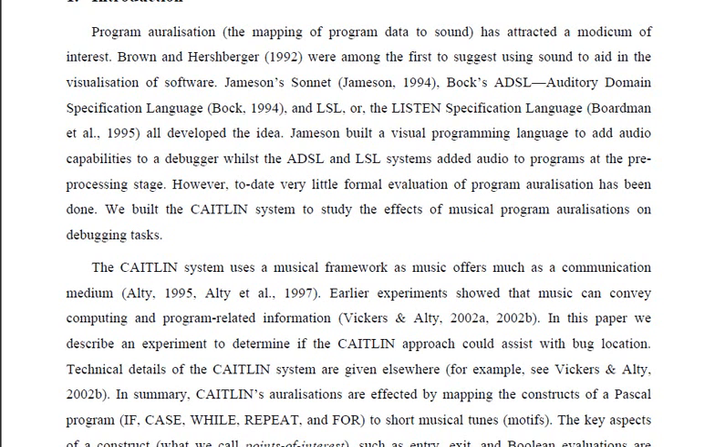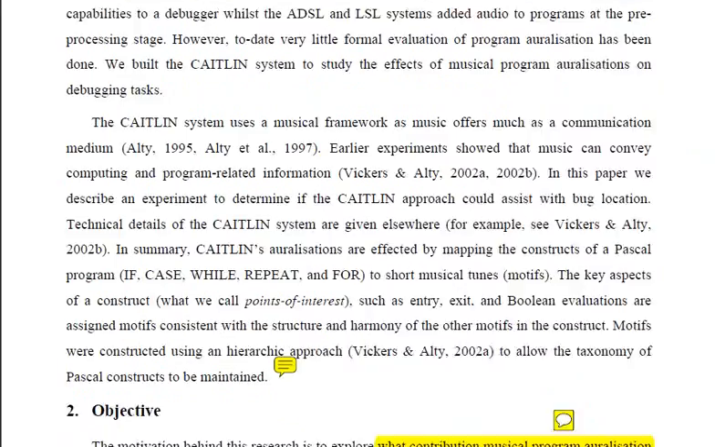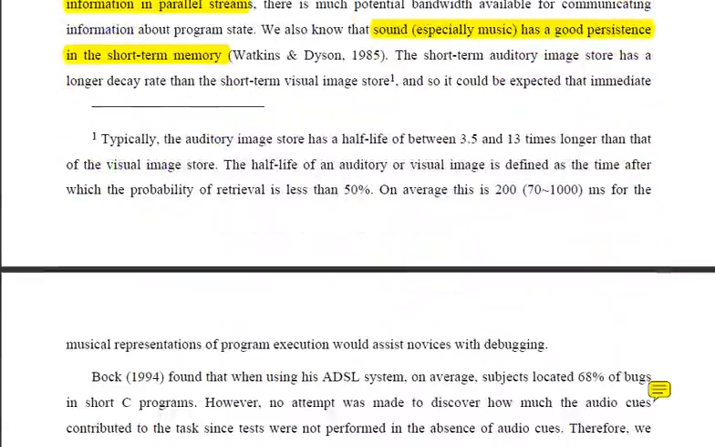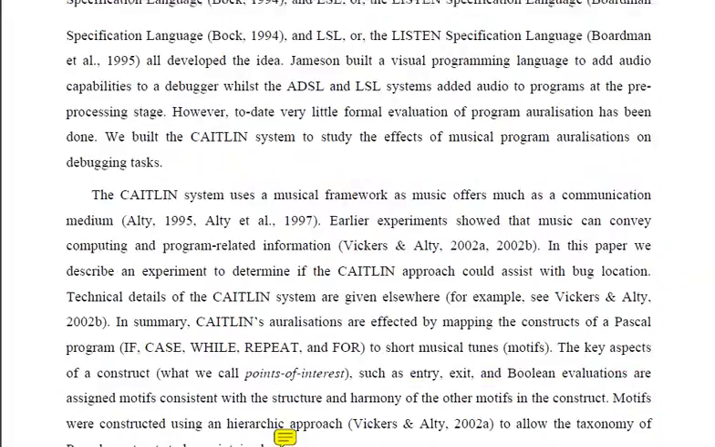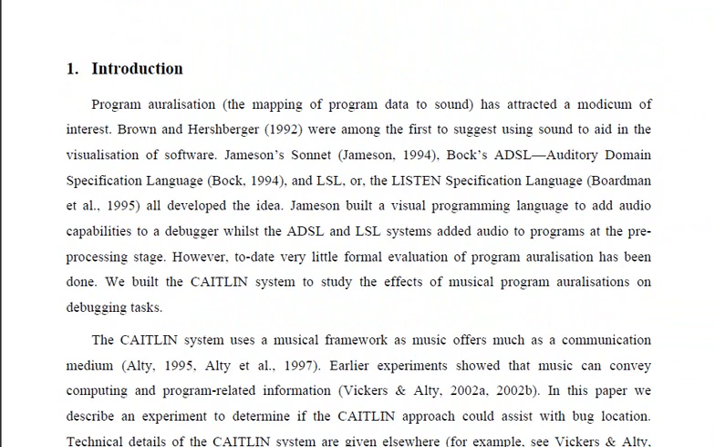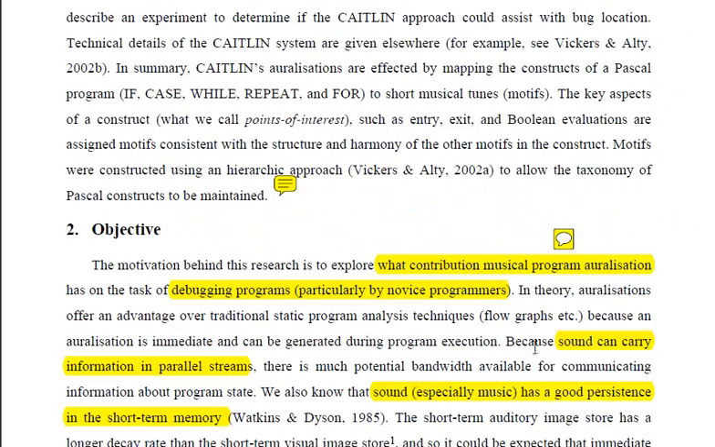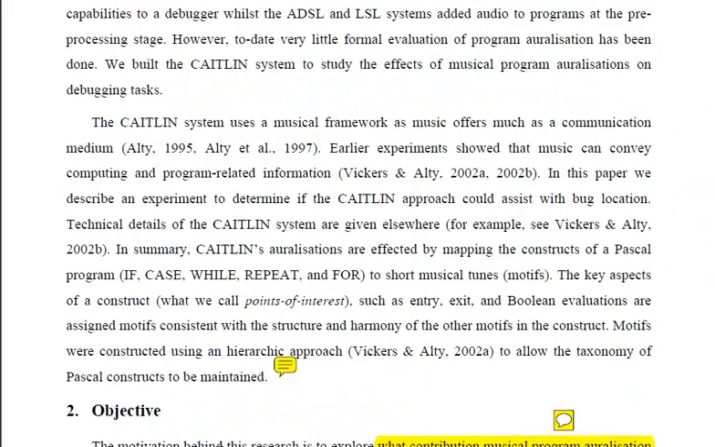Then the introduction, well, its job really is to motivate, and I notice here that they've taken the introduction and the objective and put it into two separate sections. Most people would put what they've put in the first two sections into one, which is a sort of an introduction. They'd say the introduction should contain a motivation, and you can see the motivation down here. Sound can carry information in parallel systems. Sound has good persistence and short-term memory. But there's also more motivation here.